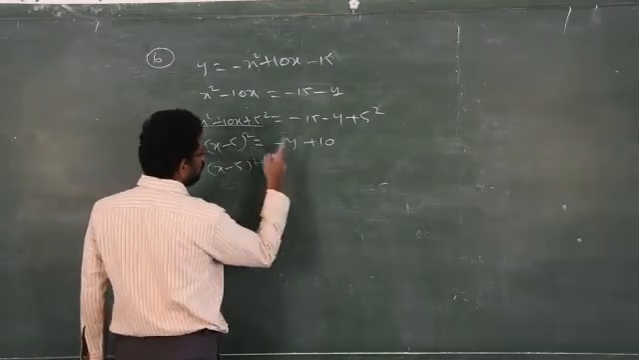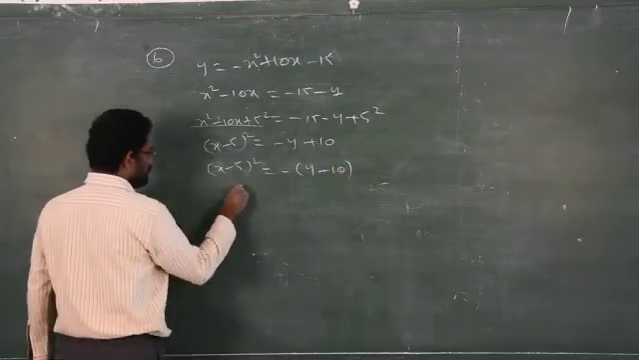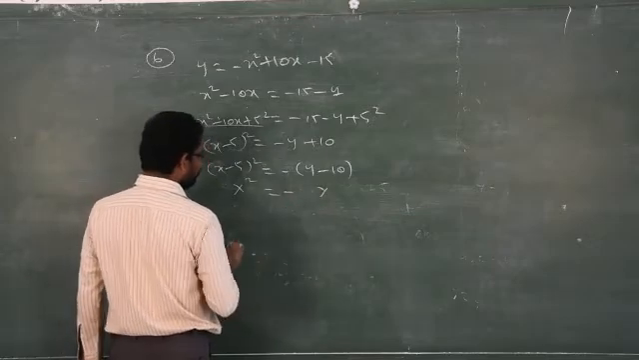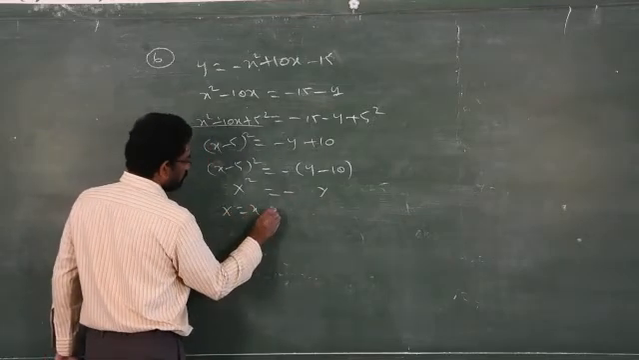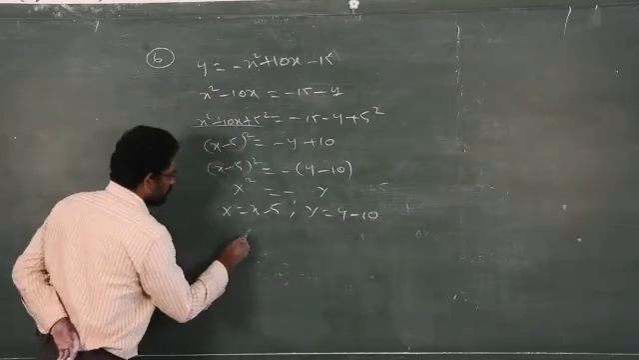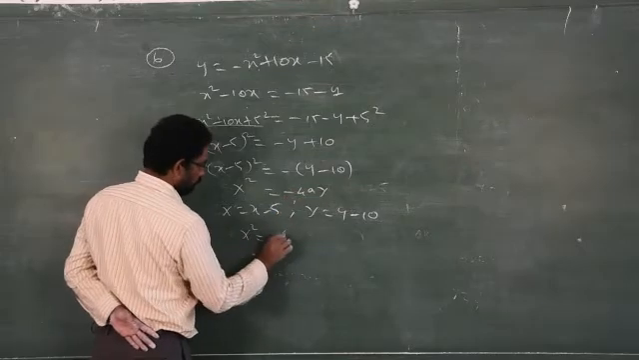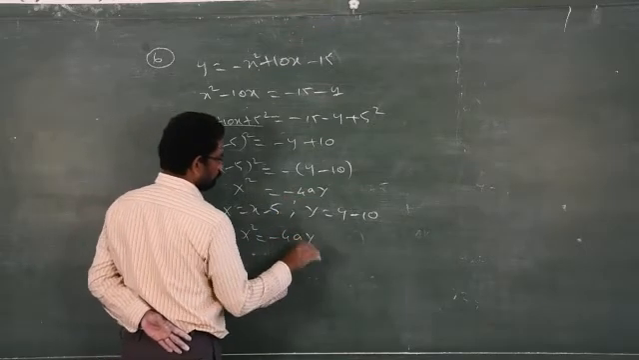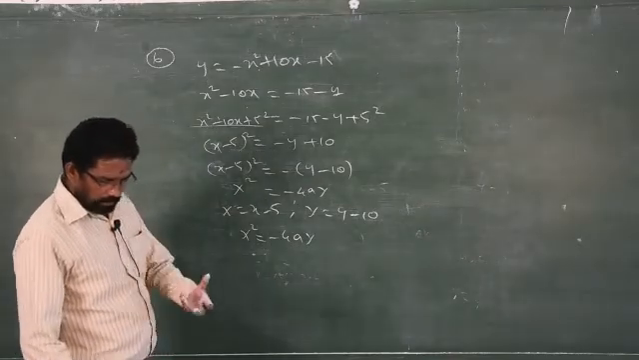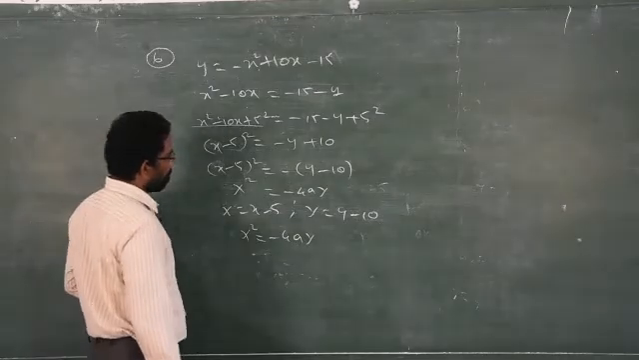Minus is not allowed along with the y variable. So take minus outside: y minus 10. This is capital X and this is capital Y. So capital X refers to x minus 5 and capital Y refers to y minus 10. So this is in the general form of x square equals minus 4ay. What are they asking? Only the month. What is the best time? How do you find out the best time?